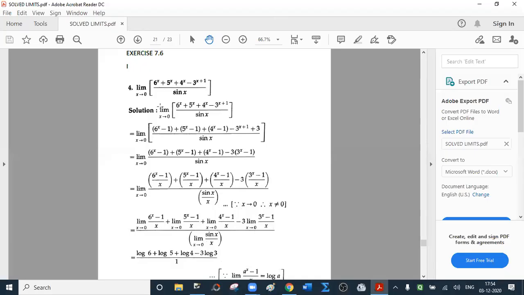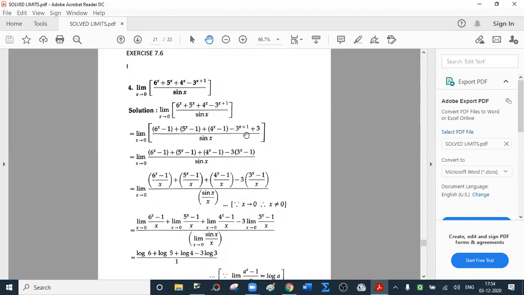Now the fourth one, let me explain. The limit as x tends to 0 of (6 raised to x plus 5 raised to x plus 4 raised to x minus 3 raised to x plus 1) upon sin x. Now laws of indices. In fact, they have written this directly. See, 1 is subtracted thrice: 6 raised to x minus 1, 5 raised to x minus 1, 4 raised to x minus 1. This term as it is. Now 3 is subtracted, so again 3 is added. Can you follow this?